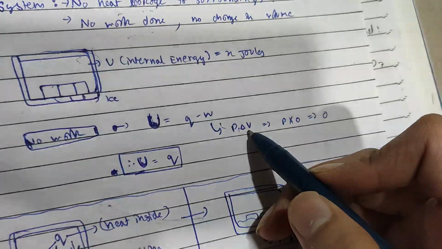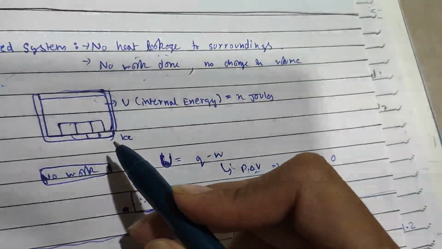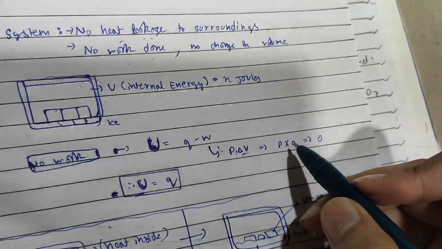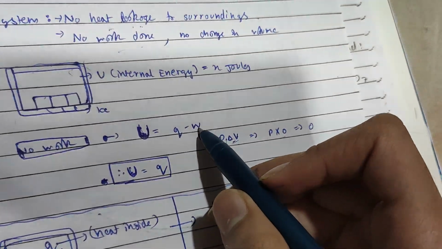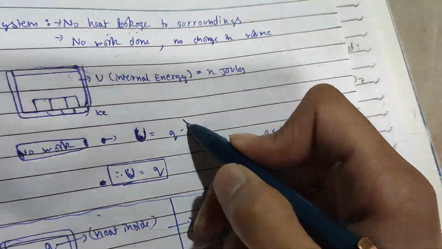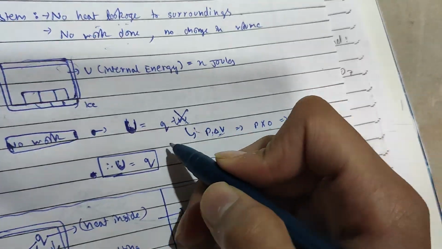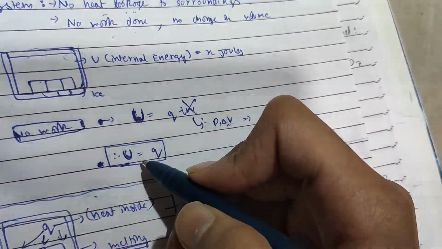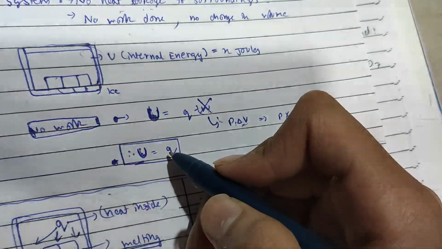So pressure into change in volume. But as we have talked here, the body is rigid, there's no work done, no change in volume. The change in volume is 0. So the net work done is 0. Okay, so this gets eliminated and the only thing left is U equals Q. So the total internal energy depends only on the heat present inside it.